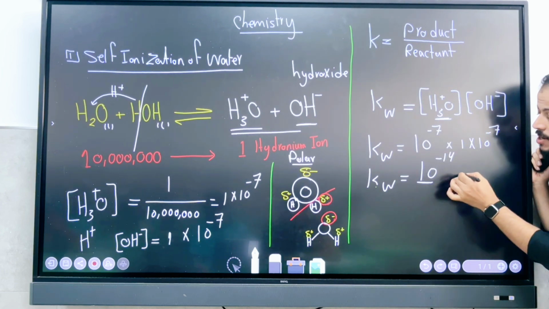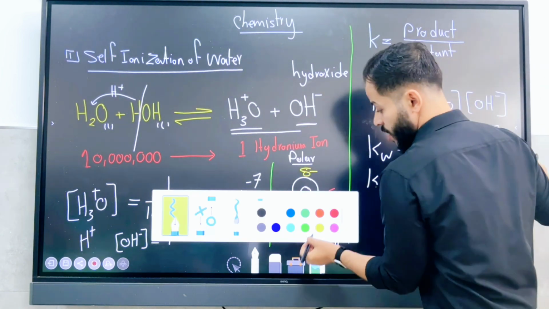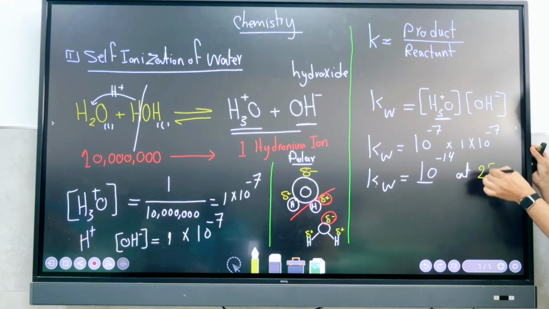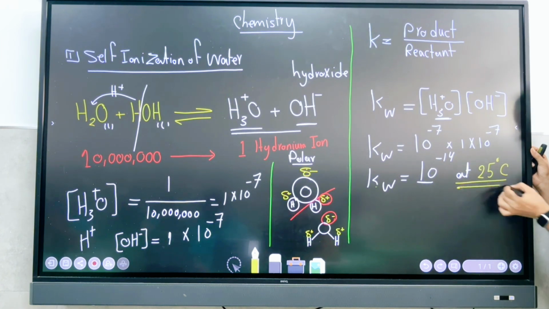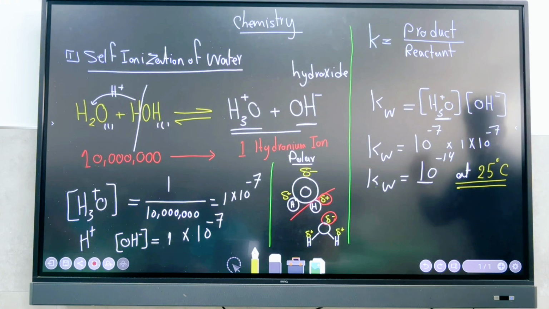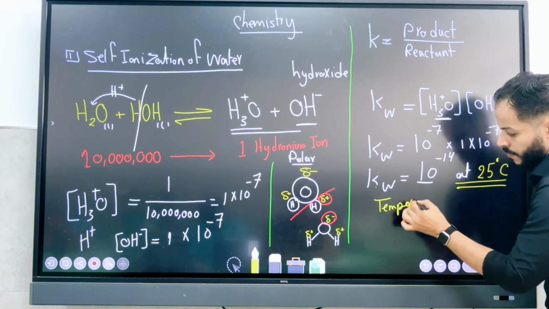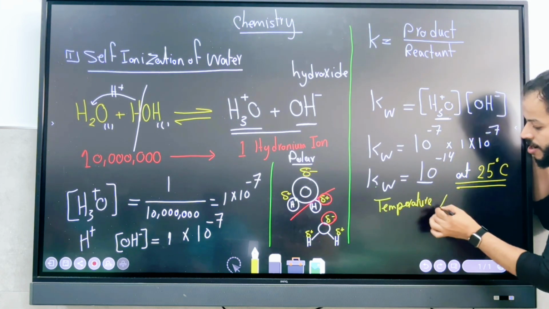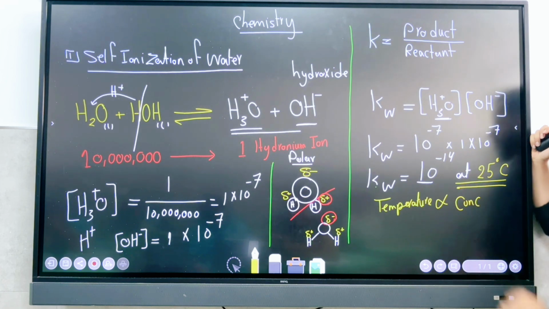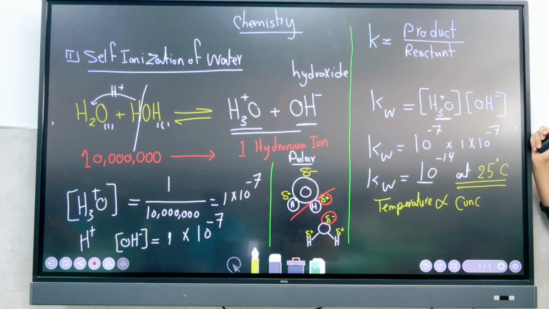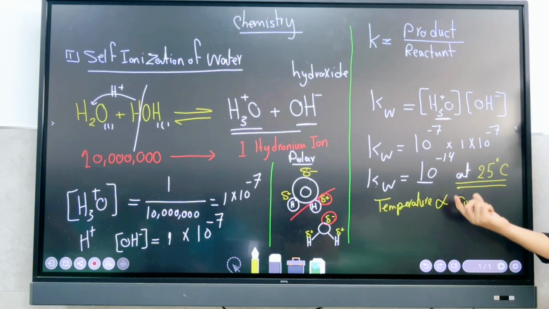But remember, this is very important, this happens at 25 degrees Celsius, because the concentration, guys, is affected by the temperature. There is a directly proportional relation between the temperature and the concentration. So increasing the temperature would increase the concentration. So we consider this as an ideal calculation. Kw is always equal to 10 to the power negative 14.